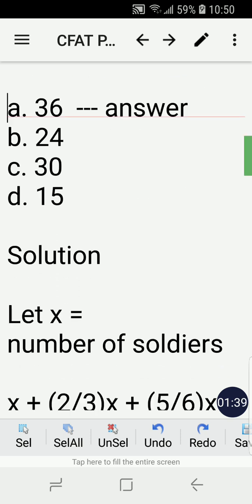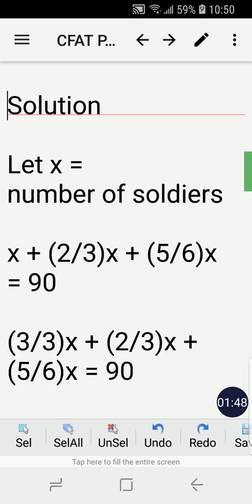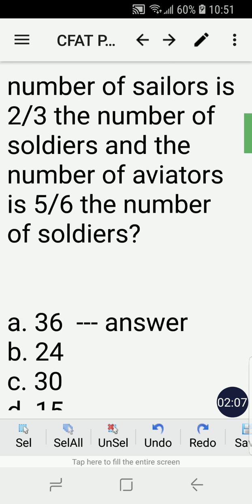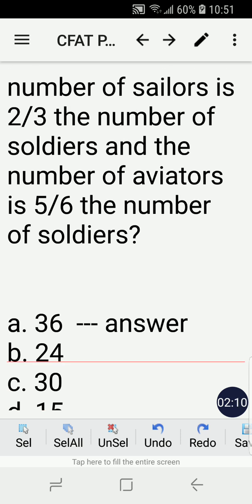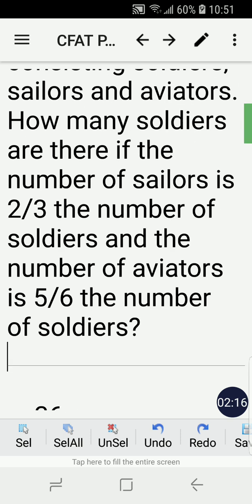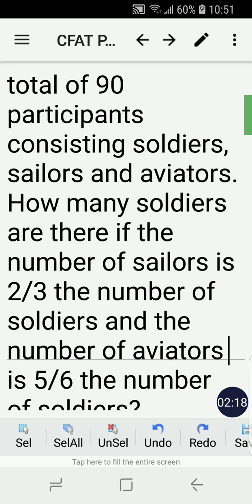Okay, so here are your choices. And the correct answer is 36, letter A. Solution. Let x be the number of soldiers. And so we now formulate an equation using the given. So we know that the number of sailors is 2/3 the number of soldiers, and the number of aviators is 5/6 the number of soldiers, and the total participants is 90.